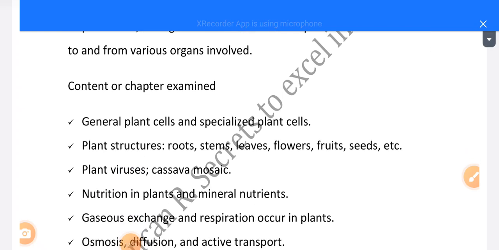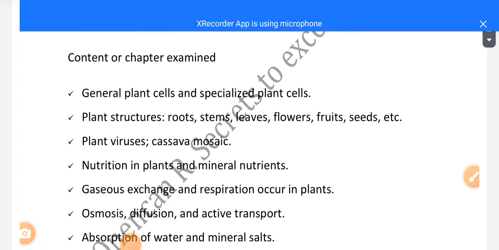So when you look at the content or chapter examined in this item 1, the first one is they can bring you question about the general plant cells and the specialized plant what? Cells. That is one of the content or one of the chapter which can be examined. They can ask you about plant structures. And when they talk about plant structures, expect questions about roots, stems, leaves, flowers, fruits, and the seeds. Those are the plant structures.